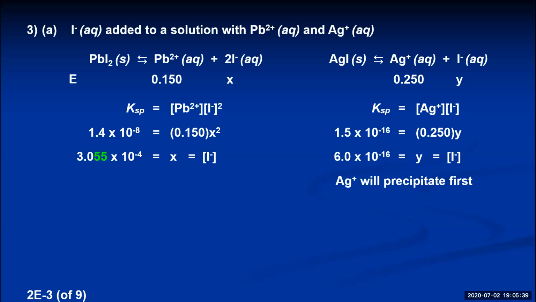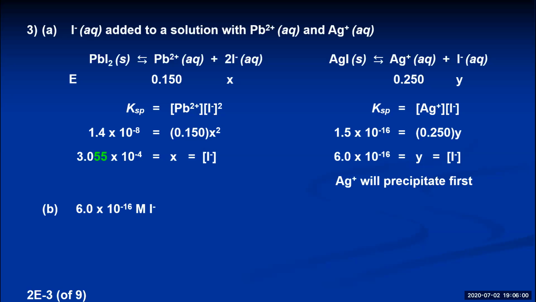B, what will be the concentration of the iodide ions when that first cation starts to precipitate? Well, when does the silver ion start to precipitate? When the iodide concentration is 6.0 times 10 to the minus 16th. C, what will be the concentration of the first cation when the second cation starts to precipitate?